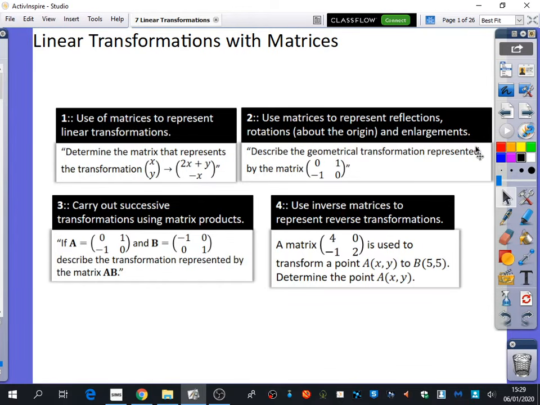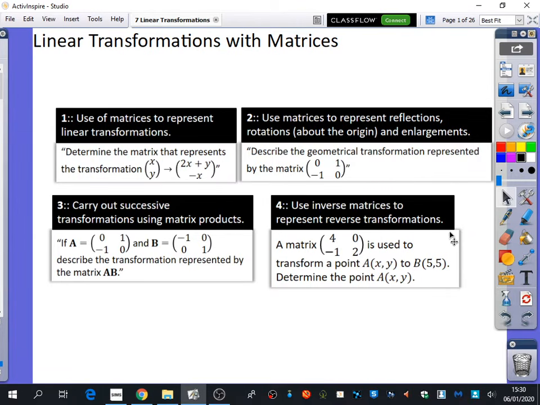Notice how I haven't written translations here. You can't use a matrix to represent a translation. And then we're going to look at how you can do multiple transformations. So instead of just transforming space once, you can transform it and do lots of things. You can do a reflection and an enlargement. You can do many things.